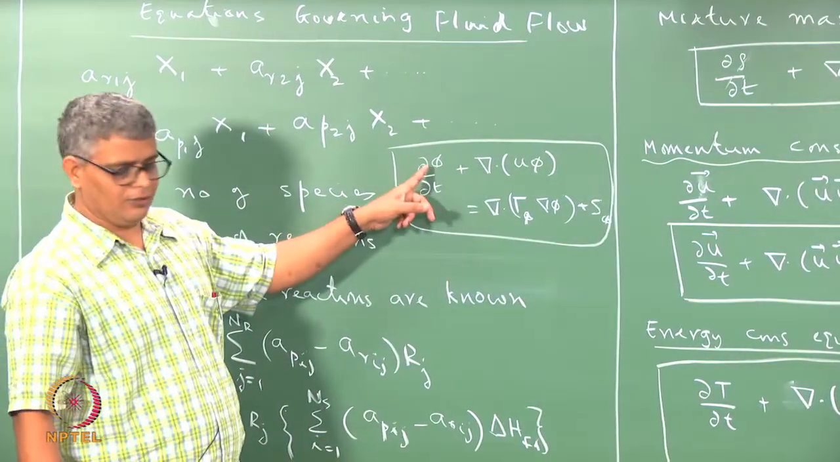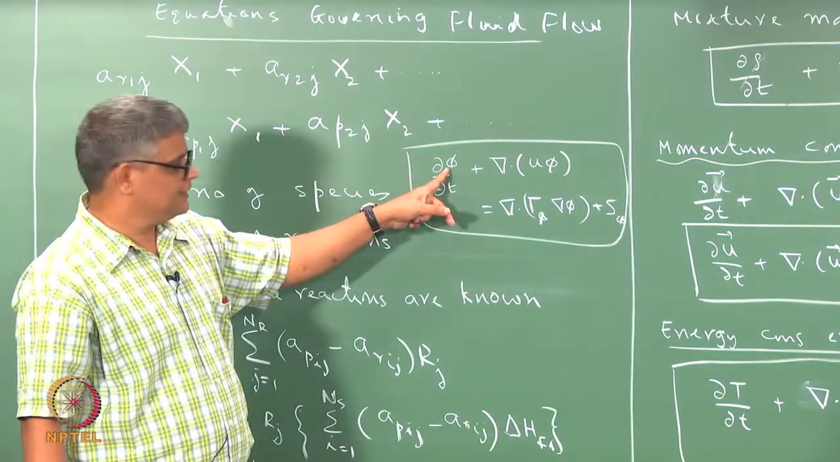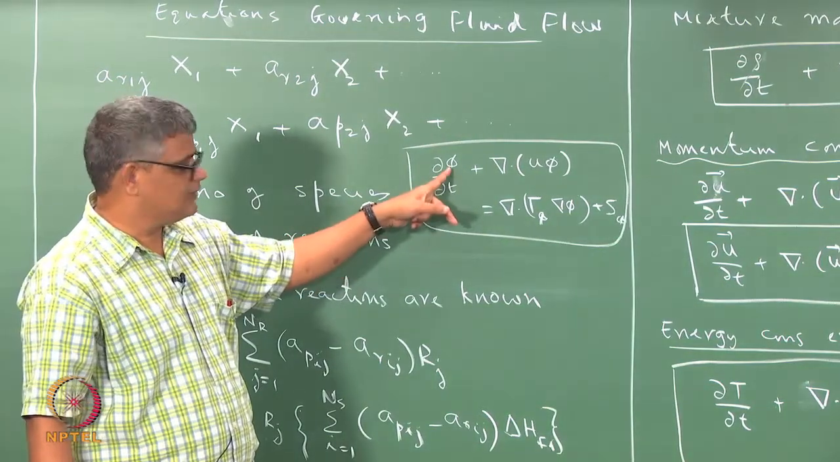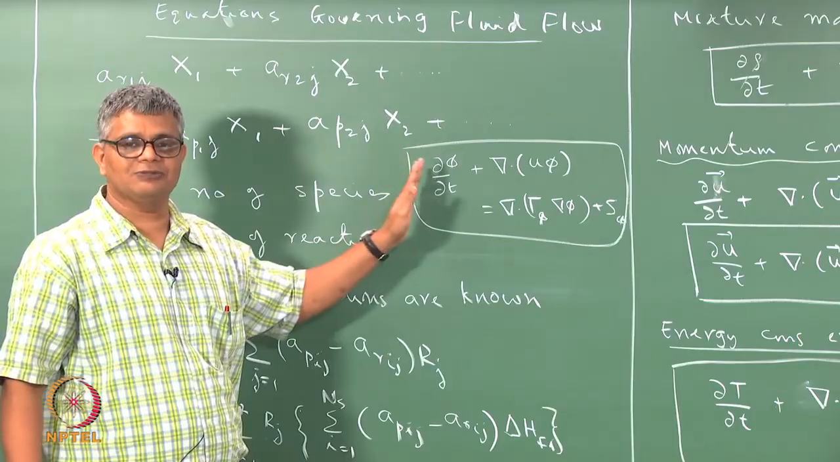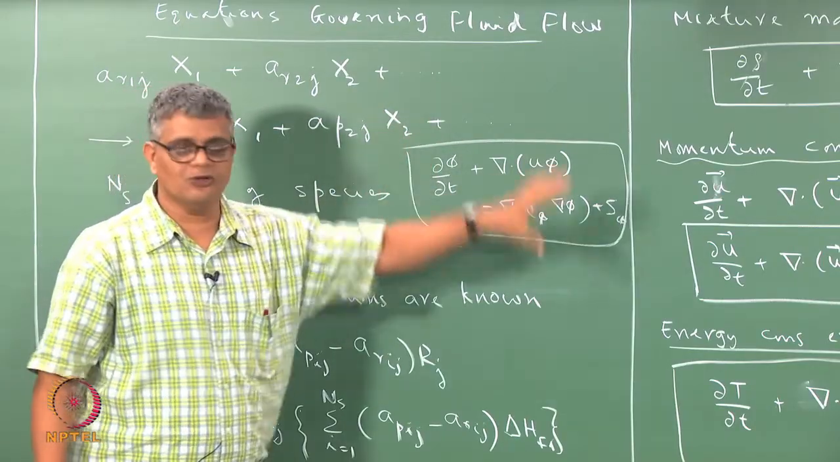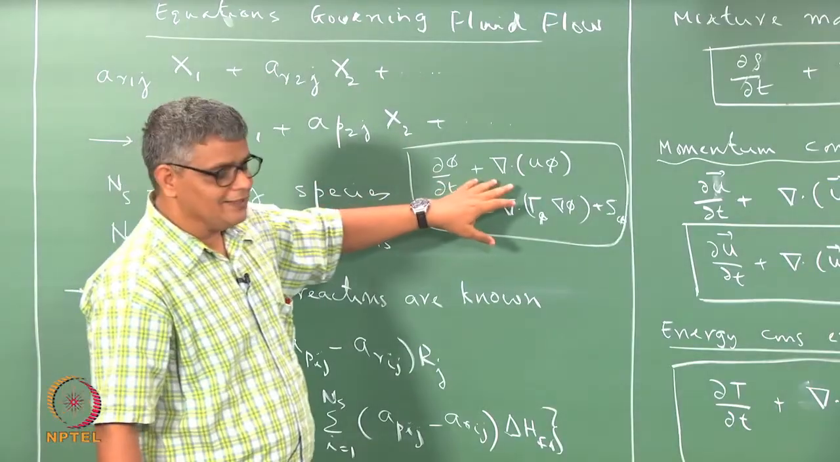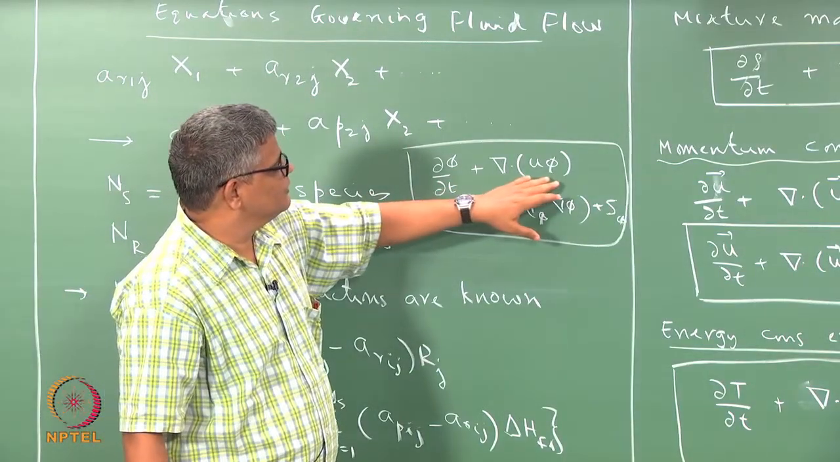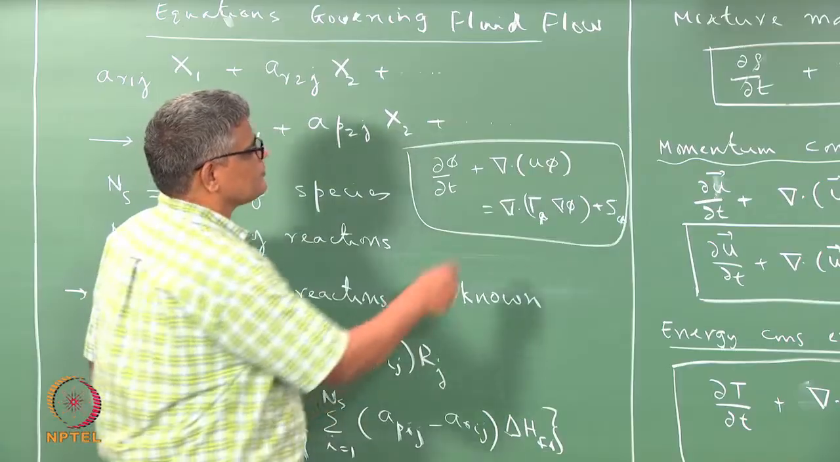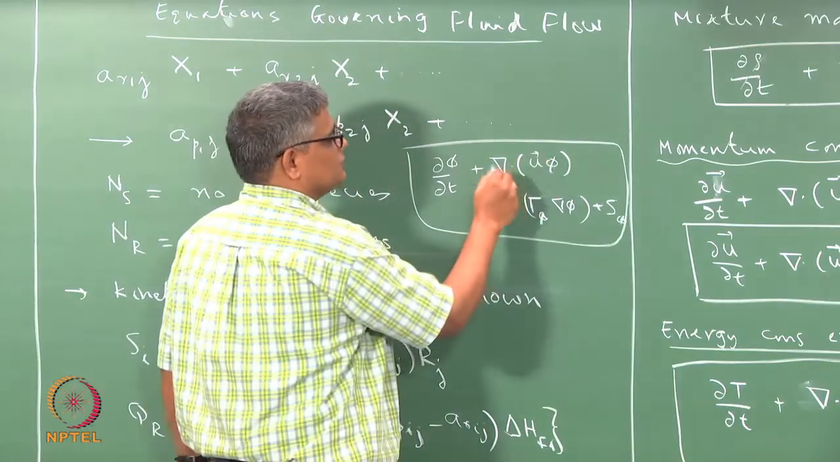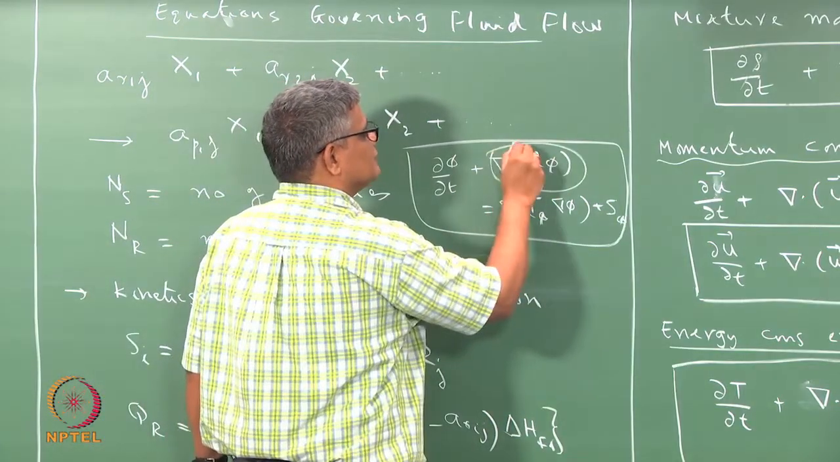The rate of variation with respect to time of phi at a particular point xyz within the whole domain, or within the fluid continuum, is given in terms of what is known as the advection term here.